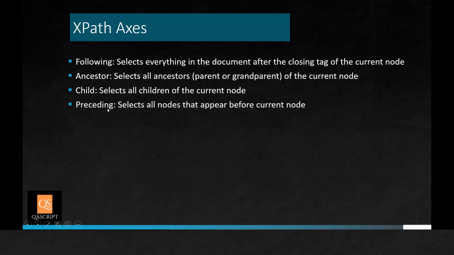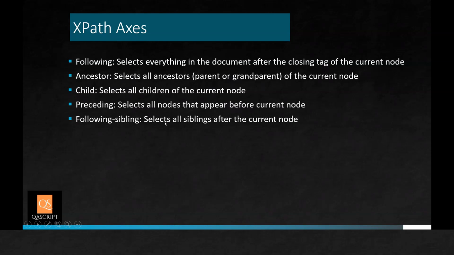Then there is preceding, which means it will select all nodes that appear before the current node. It is something similar to ancestor, but in ancestor, it will only select the parent or grandparent, which is an ancestor, but preceding will select all the nodes that appear before the current node.